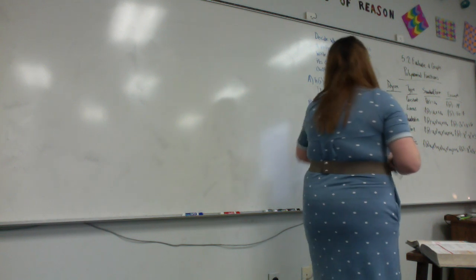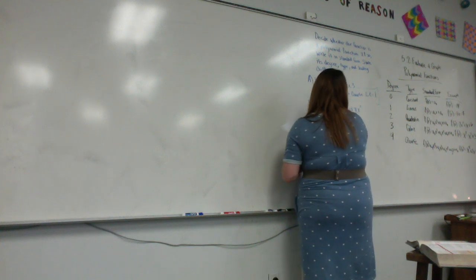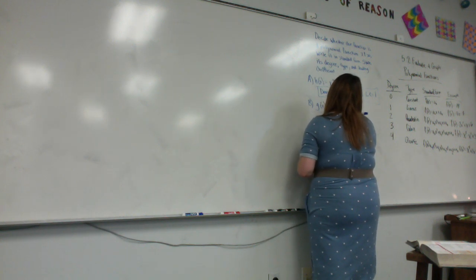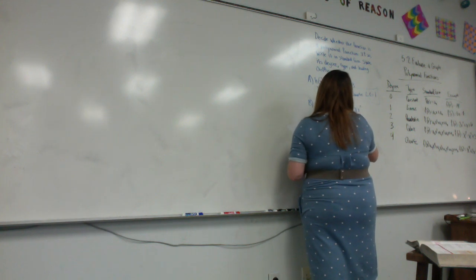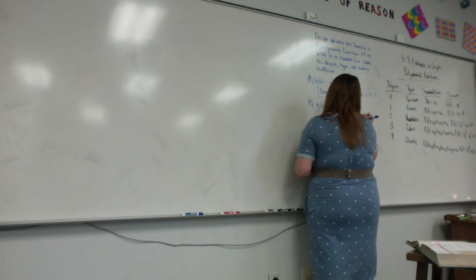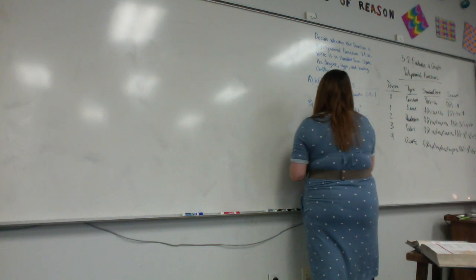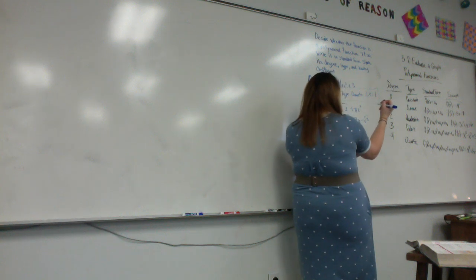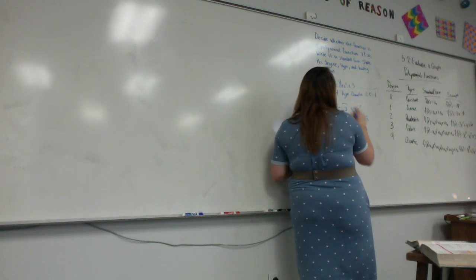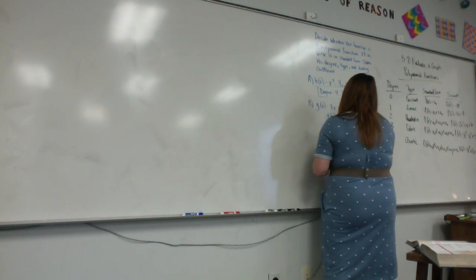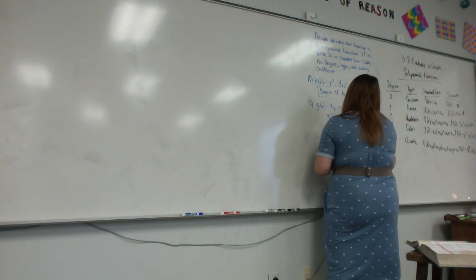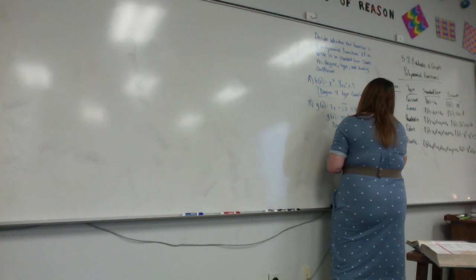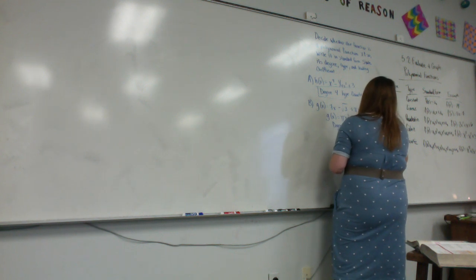How do you write this in standard form? G of x equals pi x squared, because that's the highest power, then plus 7x minus radical 3. What is my degree? Two. What type is it? Quadratic. And what is my leading coefficient? Pi. Good.